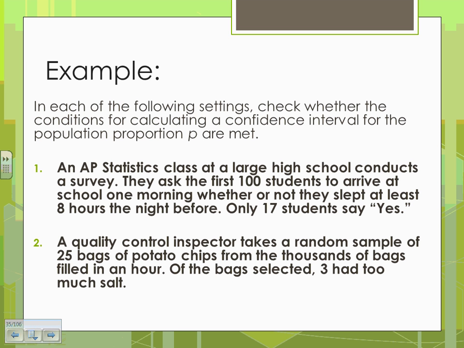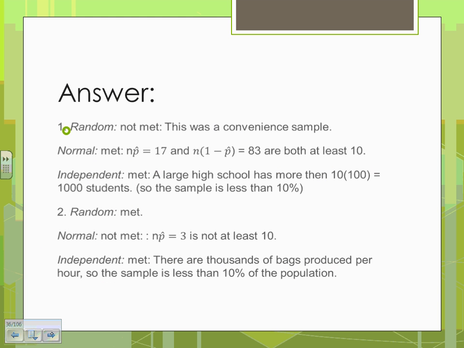What about normal? Is the normal condition met here? So n times p hat would be what in this case? I got 3, and then n times 1 minus p hat would be 22. And 3 is not greater than or equal to 10, so it is not going to be normal here, so we cannot do a confidence interval.